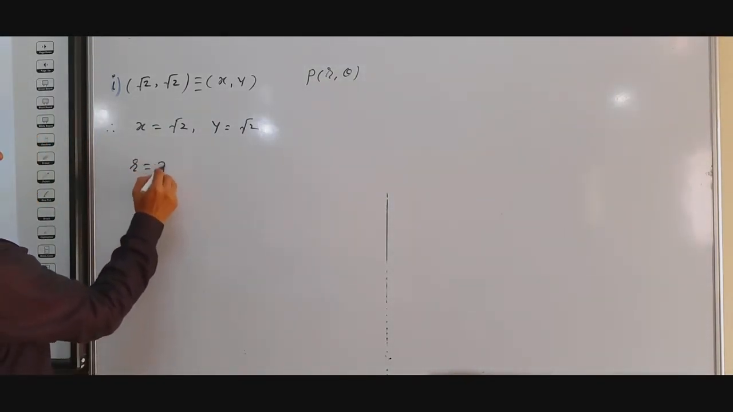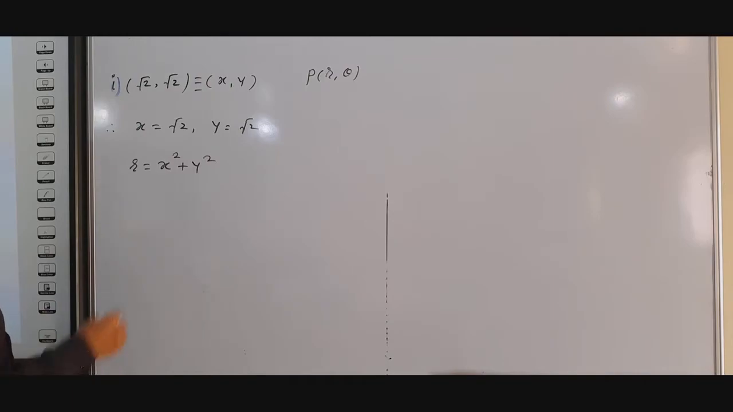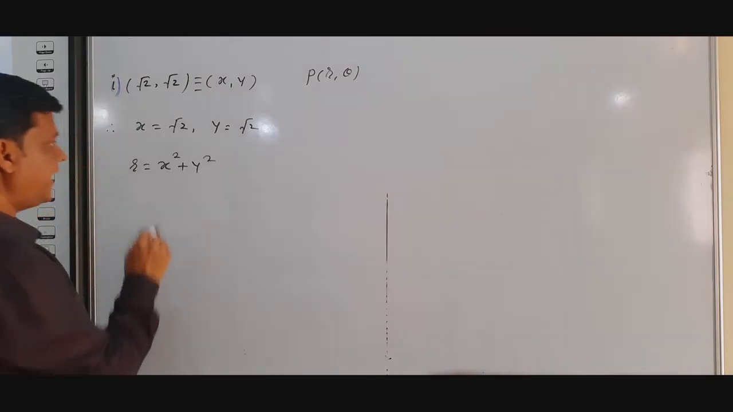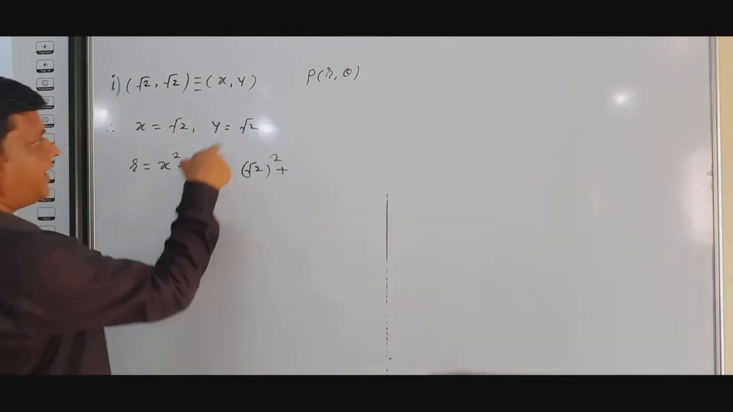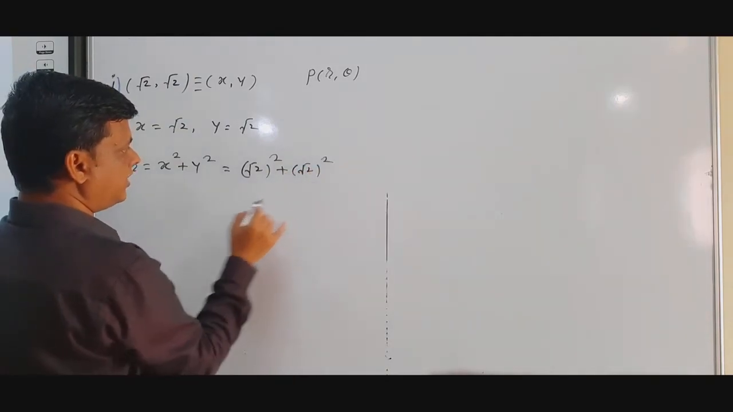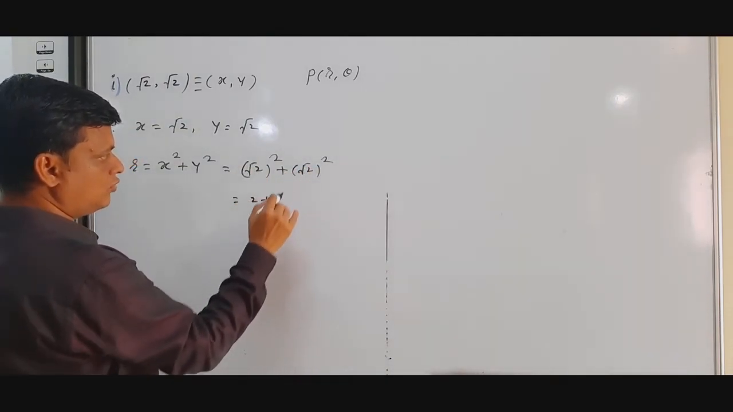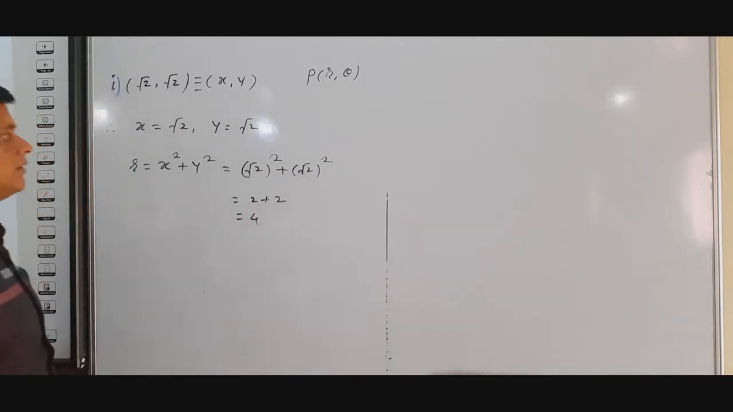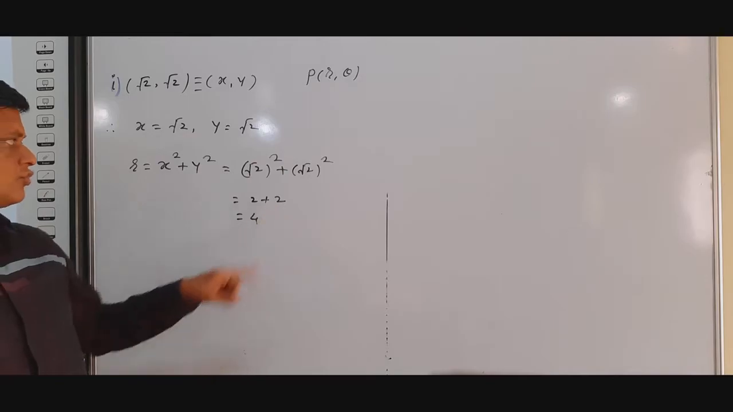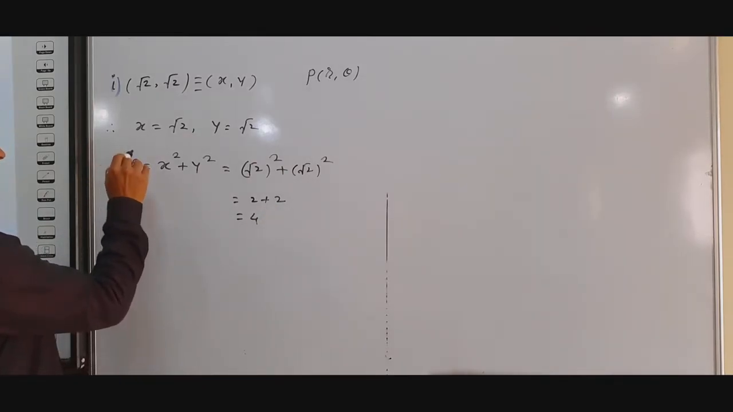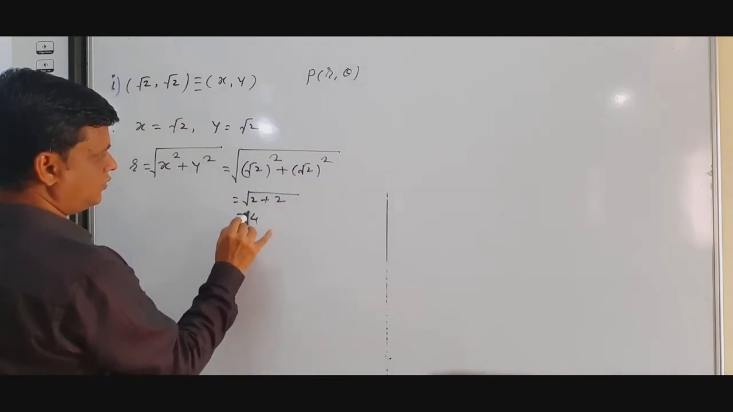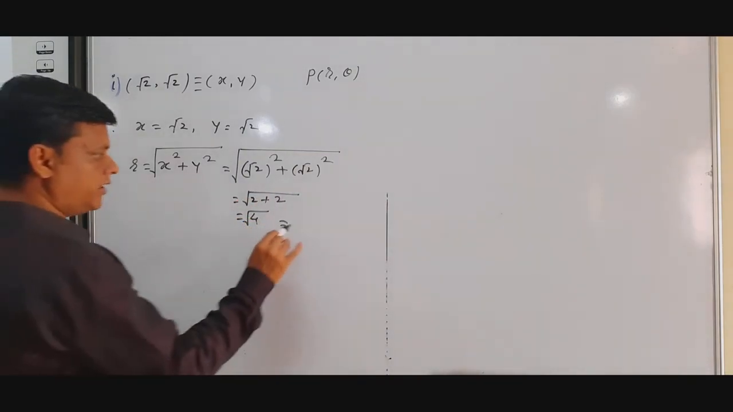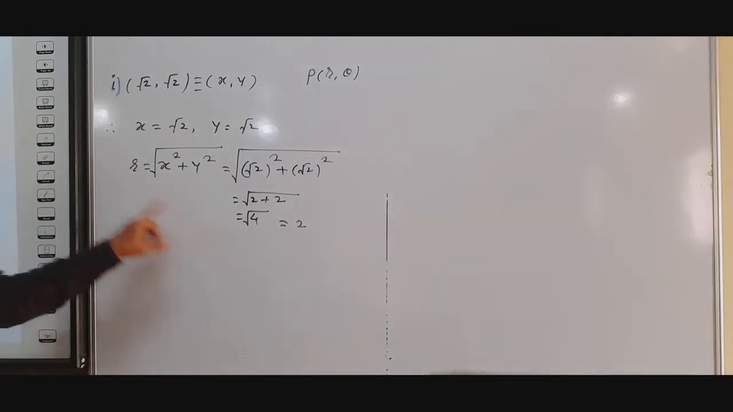Now r is equal to √(x square plus y square). So we substitute the value of x and y here. X is √2, so we get (√2) square plus y is (√2) square. So √2 square is 2, √2 square is 2. So we get the value as 2 plus 2, 4. Now this is for r square. Now we have to find the value of r, so we take the square root of 4, that is equal to 2. That means the value of r is 2.